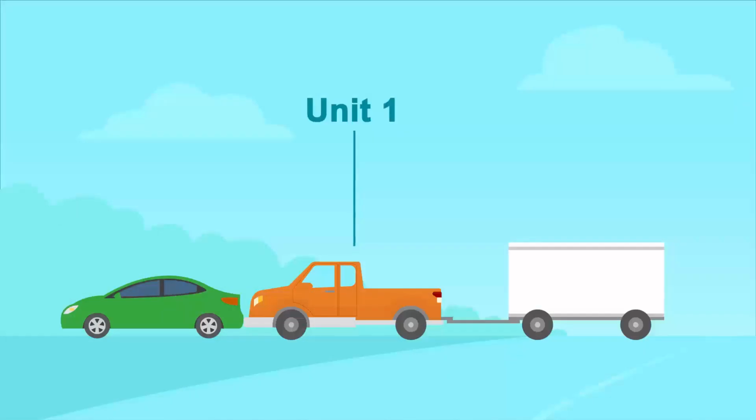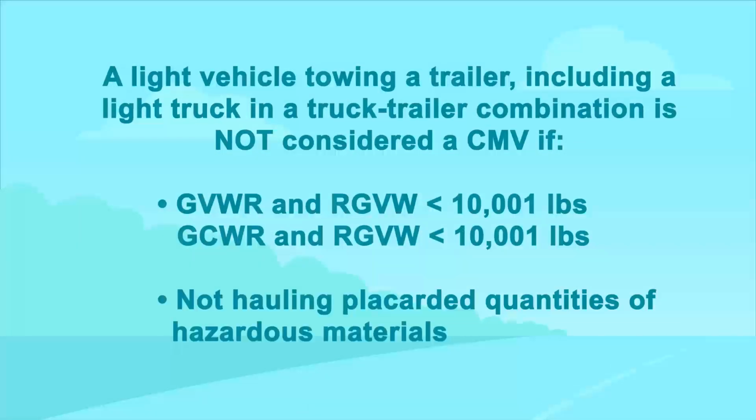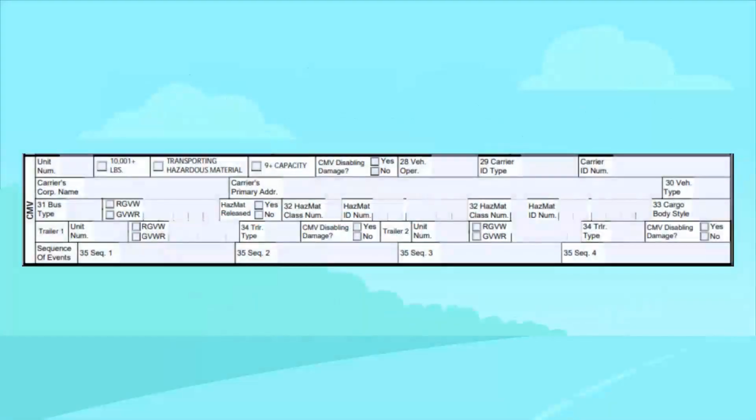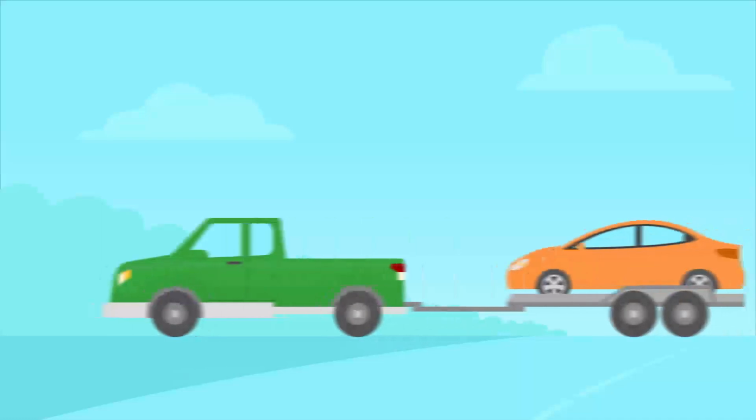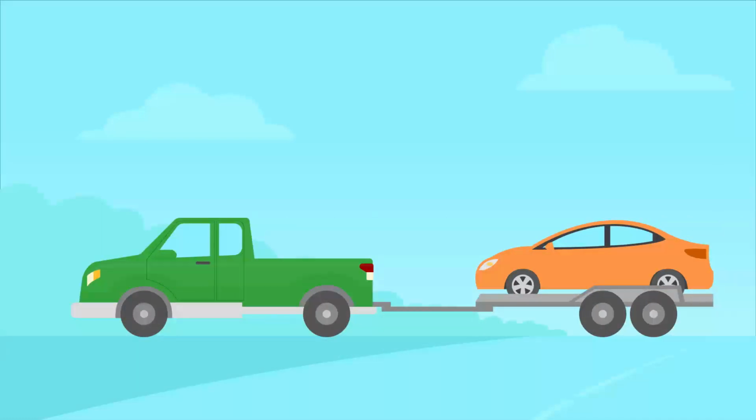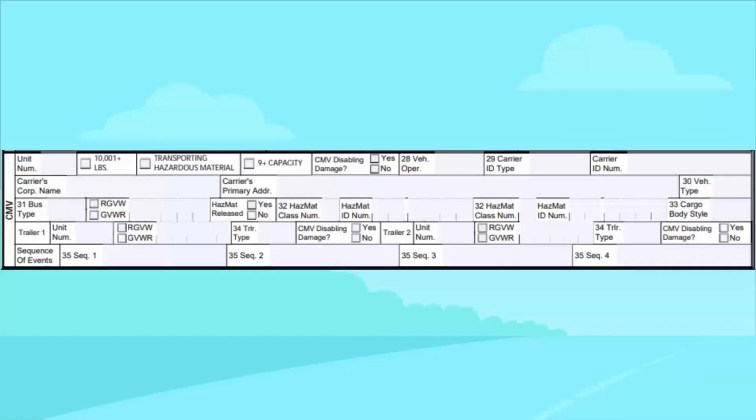However, if Unit 1 is a light vehicle towing a trailer, has a gross vehicle weight rating and registered gross vehicle weight for any combination of vehicles under 10,001 pounds, and is not hauling placarded quantities of hazardous materials, then this combination is not considered a CMV. The body style of the trailer unit in the vehicles section is coded as TL for trailer, semi-trailer, or pull trailer. Importantly, if a towed trailer is carrying a lawnmower or another vehicle, the carried load should not be listed as a separate unit. Instead, the vehicle-trailer combination should be described in the cargo body style field in the CMV section, provided that the CMV classification criteria has been met.